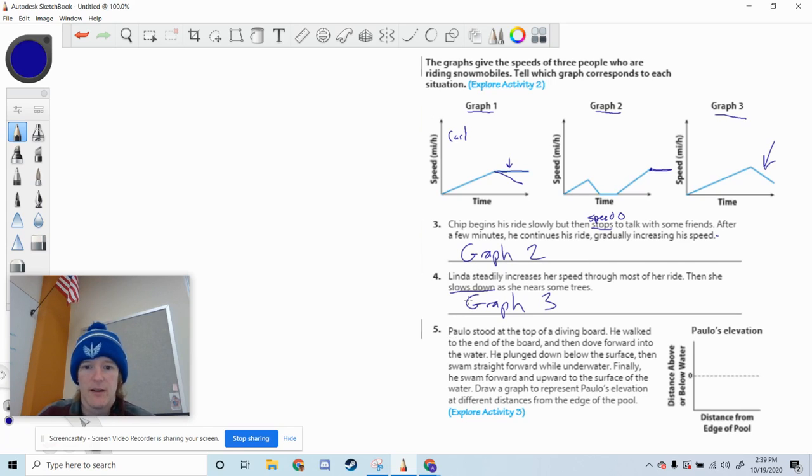Number 5, Paulo stood at the top of a diving board. He walked to the end of the board and then dove forward into the water. He plunged, that means he jumps down below the surface, then swam straight forward while underwater. Finally, he swam forward and upward to the surface of the water. Draw a graph to represent Paulo's elevation at different distances from the edge of the pool.